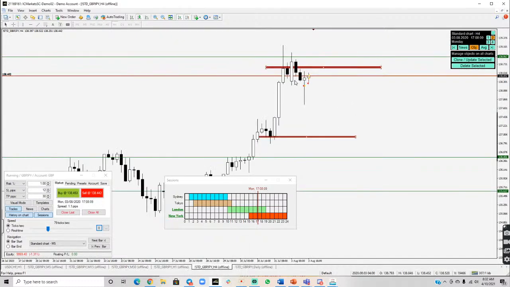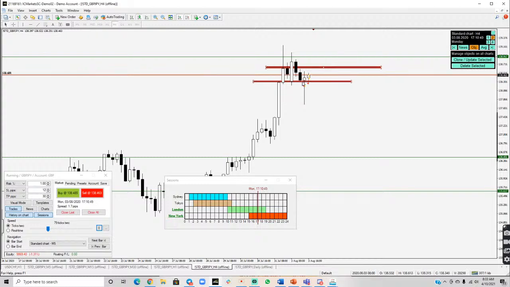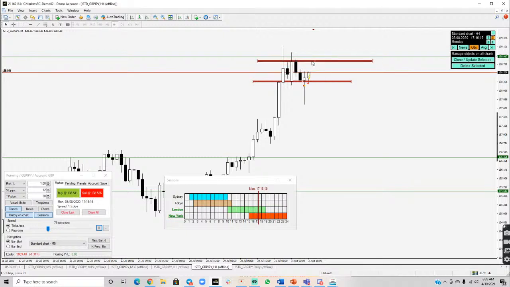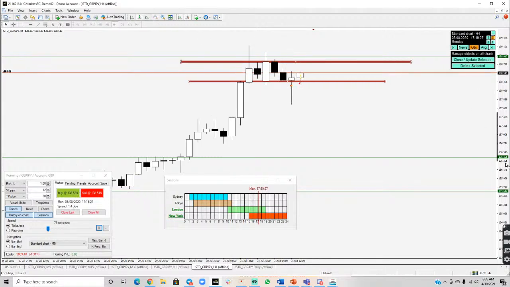Now the 4 hour forms support. So we definitely need a candle to actually break below this level right here. We definitely need a candle to break below this level. Because as you can see, the 4 hour candle rejected the area and we now form support. So this increases the probability for price to push bullish. This is our most recent H4 resistance.